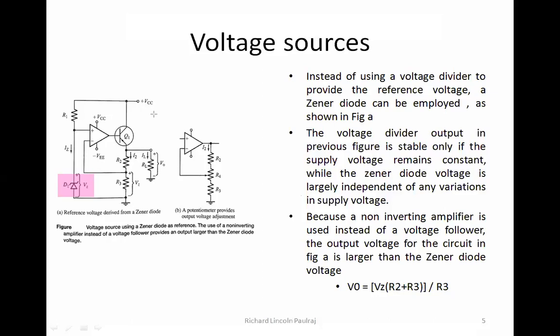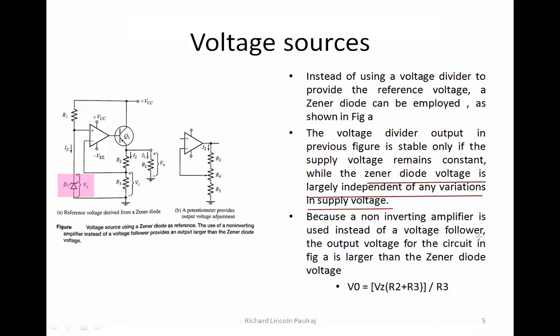But with the previous circuit, having R1 and R2, I should have a stable supply to have a stable output. While the Zener diode voltage is largely independent of variations in supply voltage. This is a very excellent property of the Zener diode, which makes us have a constant output. The Zener diode voltage is largely independent of any variations in supply voltage. Now this is an important thing because a non-inverting amplifier is used.